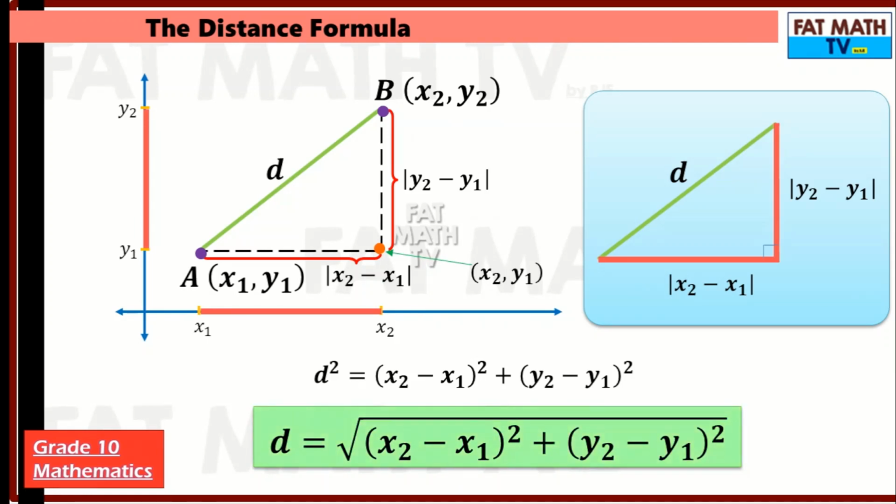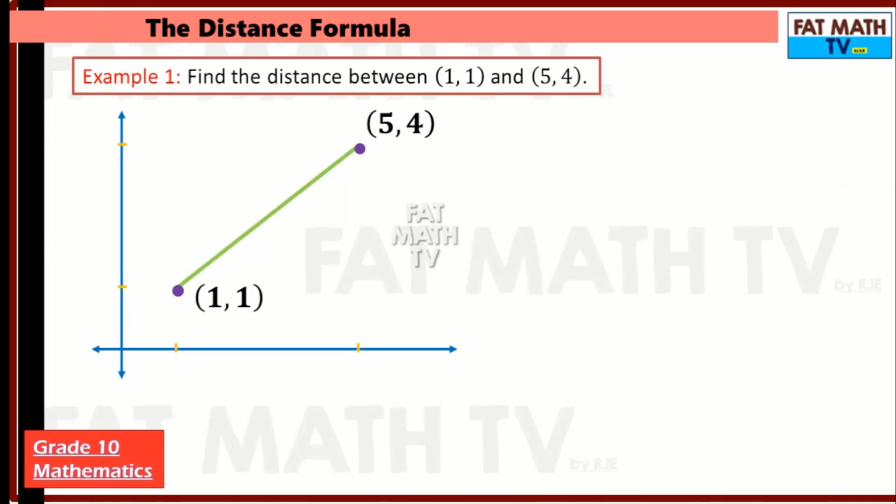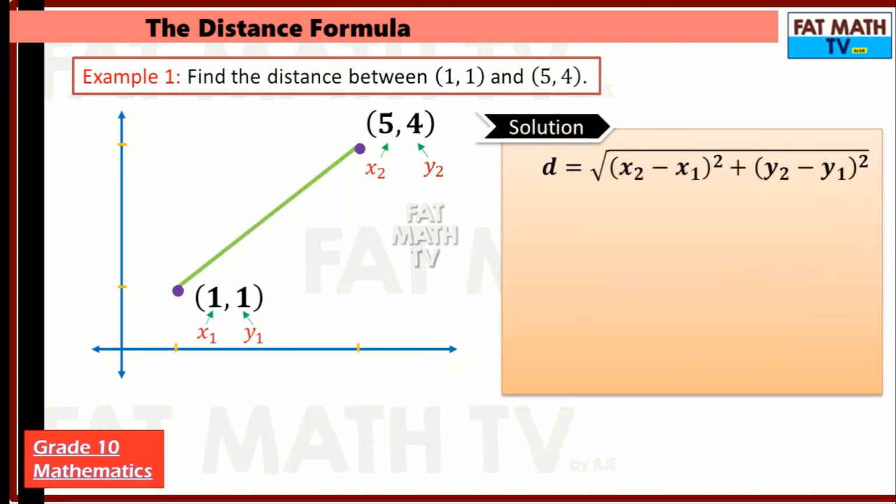Let us apply this formula to the given problem. A while ago, we had this one: find the distance between (1, 1) and (5, 4). We can have (1, 1) as our point A with coordinates x sub 1, y sub 1, and (5, 4) as x sub 2, y sub 2. So the distance formula is this. You just substitute. X sub 2 is 5.